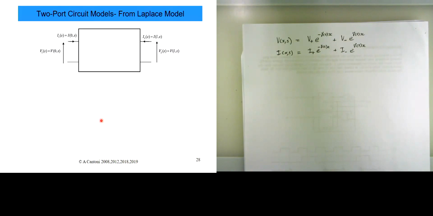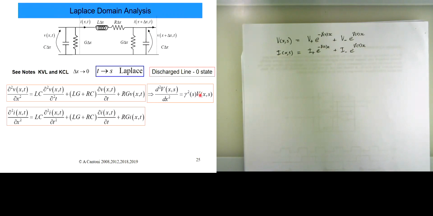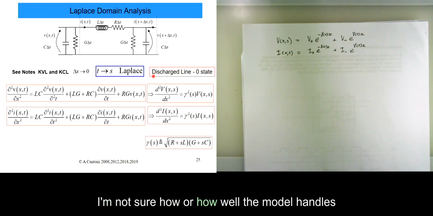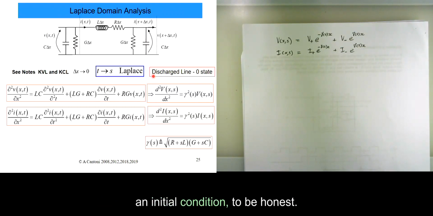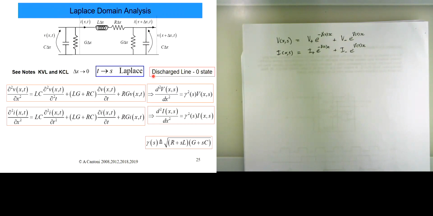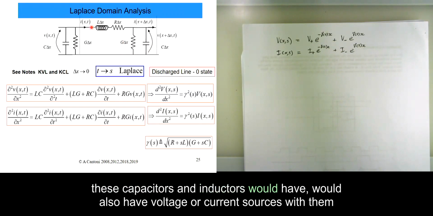You mentioned zero state, as in initial zero state. It's a good question. It's a discharged line. Does that mean zero, there's no voltage on it? I'm not sure, I have to think about it. I think that's there just to be correct. I'm not sure how well the model handles an initial condition, because I have my doubts about the linearity when it has initial conditions. Maybe you could handle it by having these capacitors and inductors also come with voltage or current sources, and you could derive that.